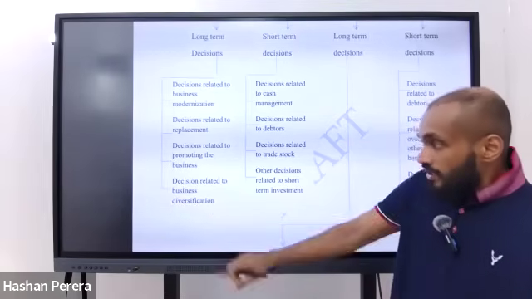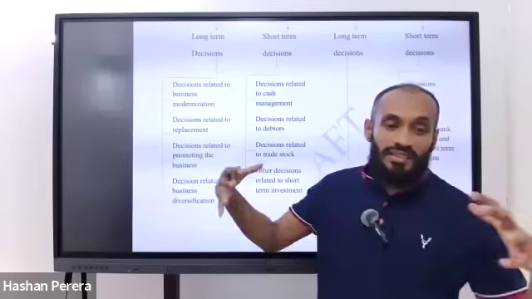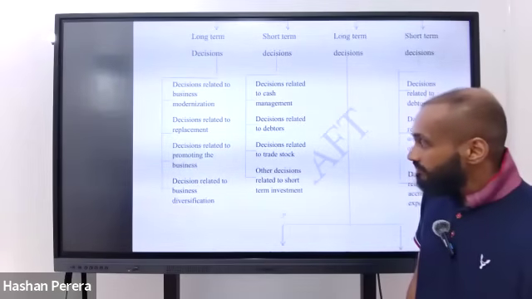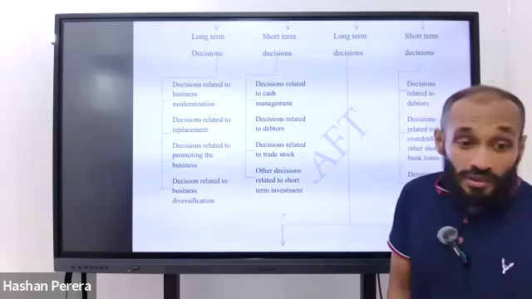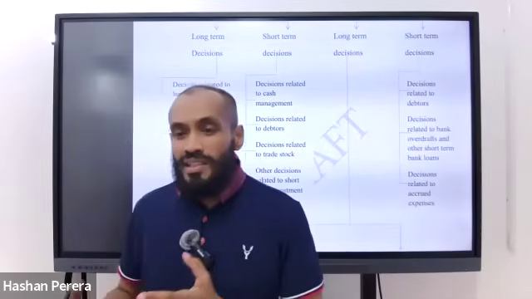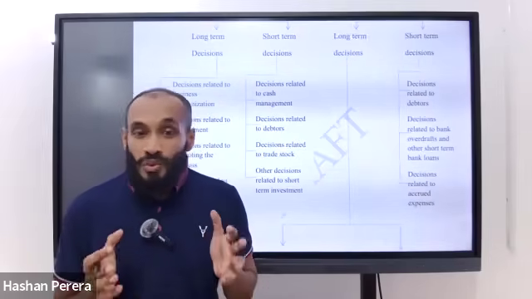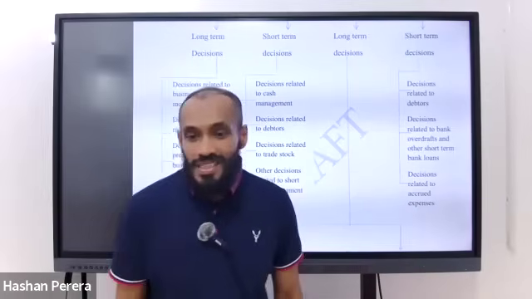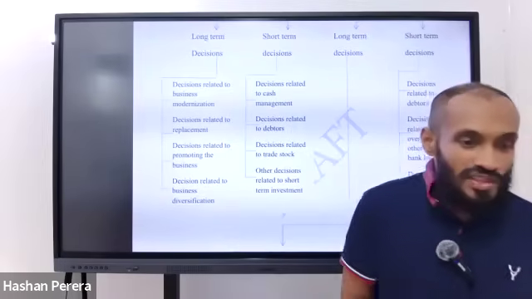Anyway, decisions relevant to business diversification. What do you mean by business diversification? For an example, let's say you are selling only clothes now, but you are going to have a restaurant as well. Inside the same business, you are going to have a restaurant as one kind of diversification.